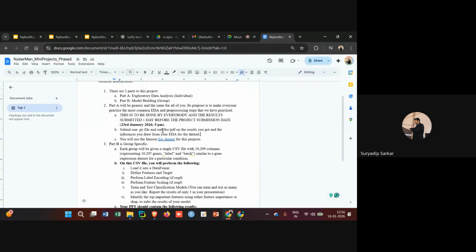So if in a particular group a certain person fails to submit this, or a certain person does a very bad job of this, it will affect their overall group grade. So if you don't want your overall group grade to get affected, make sure your group members are working hard on the EDA part as well. So this is to be done individually.